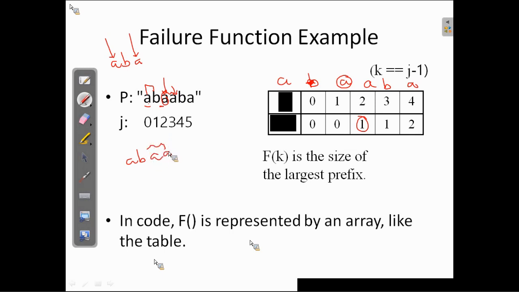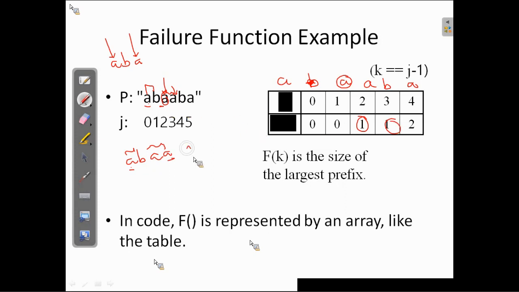No. Because 2 means this should be 2 and this should be the same. So the suffix of length 2 should match a prefix of length 2, which is not the case. If it is 1, yes, the suffix of length 1 matches with the prefix of length 1. So that's why we have a 1 here.